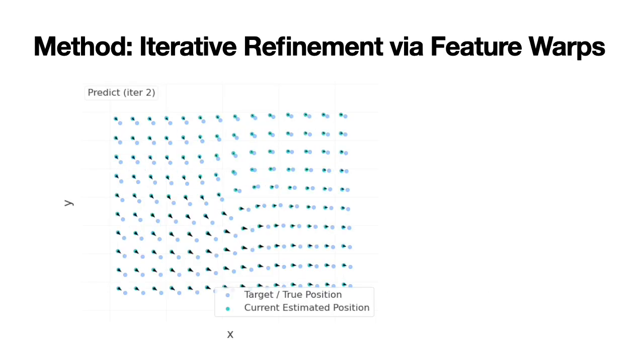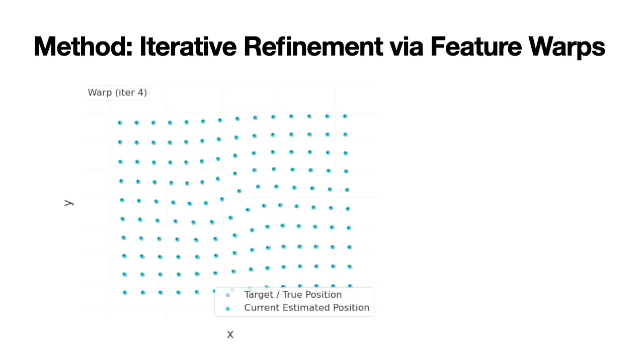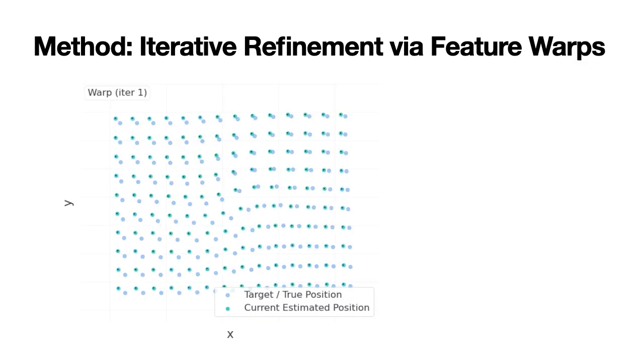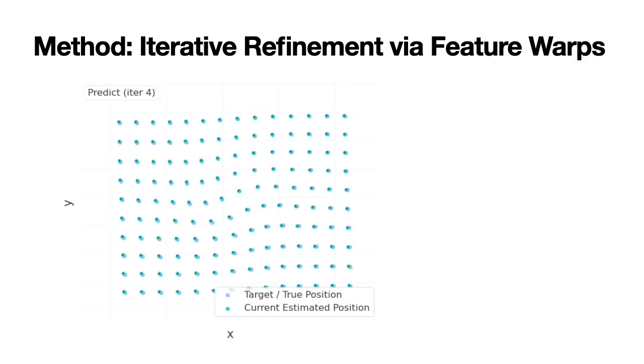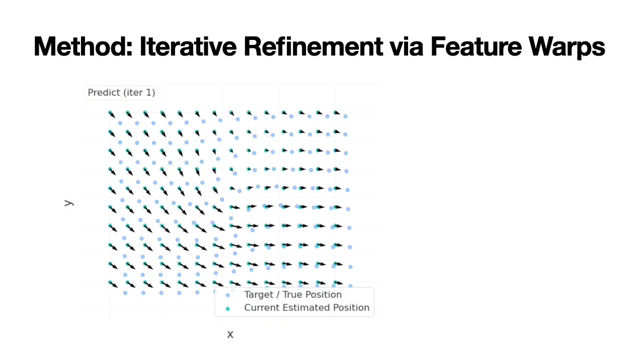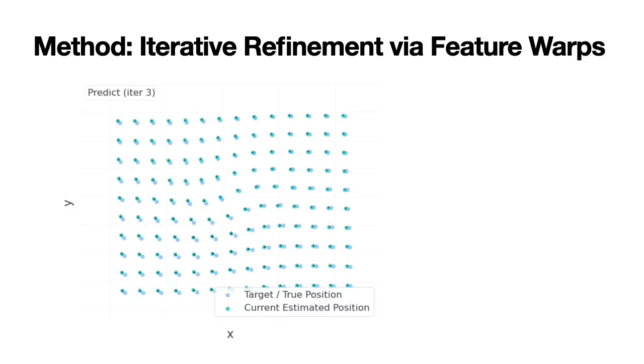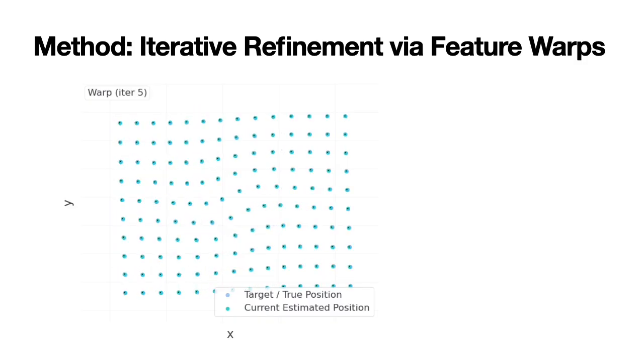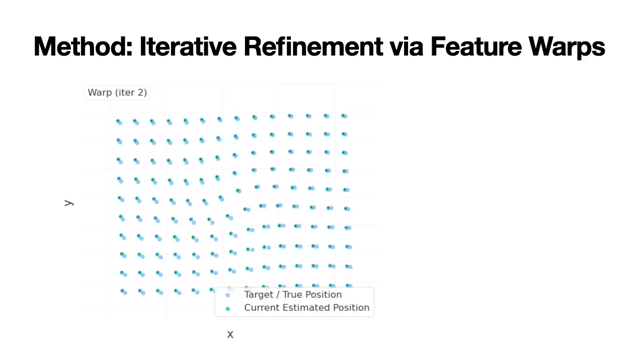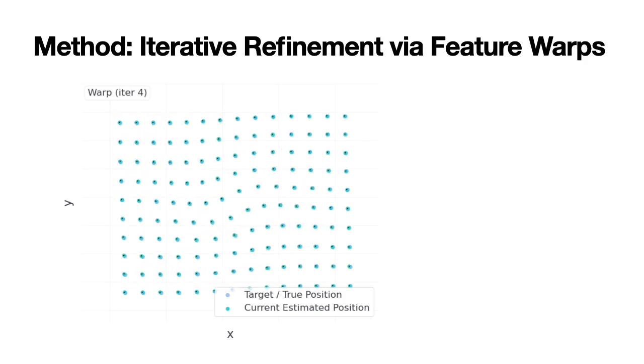Here's the high-level idea, shown as an iterative refinement loop. CoWTracker alternates between two steps. First, predict motion or tracks. Second, warp target features back toward the query frame, and repeat. Each iteration makes correspondence easier by bringing the frames into closer alignment.